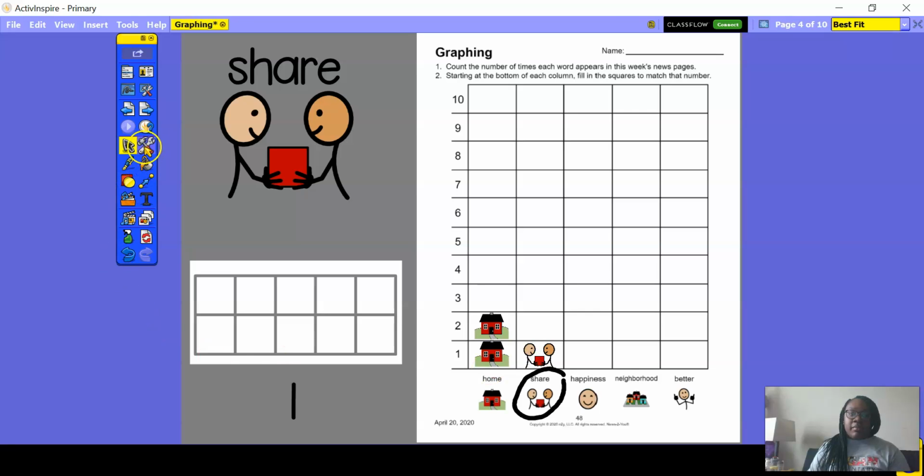So now let me erase this. Make my eraser a little bigger. Cool. So now we know that thus far in our story, our first word was home. So home appeared in the story 2 times, 2. And the word share appeared in our story only 1 time. All right, let's go to the next one.